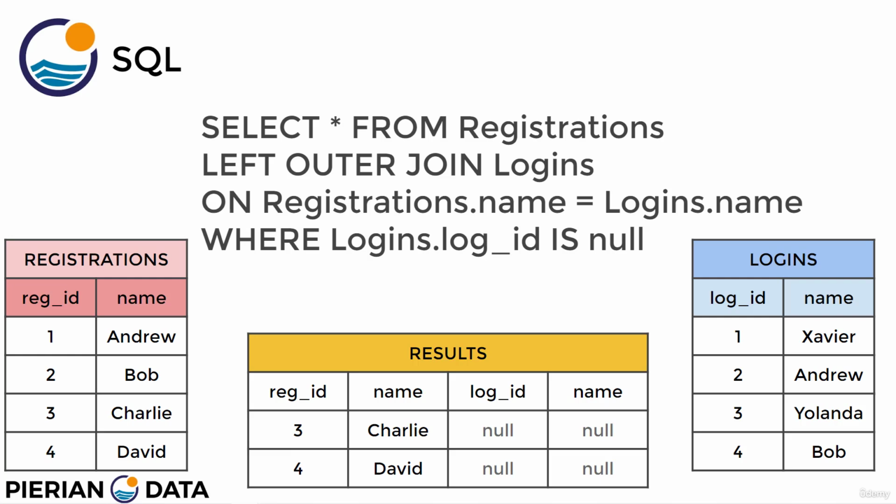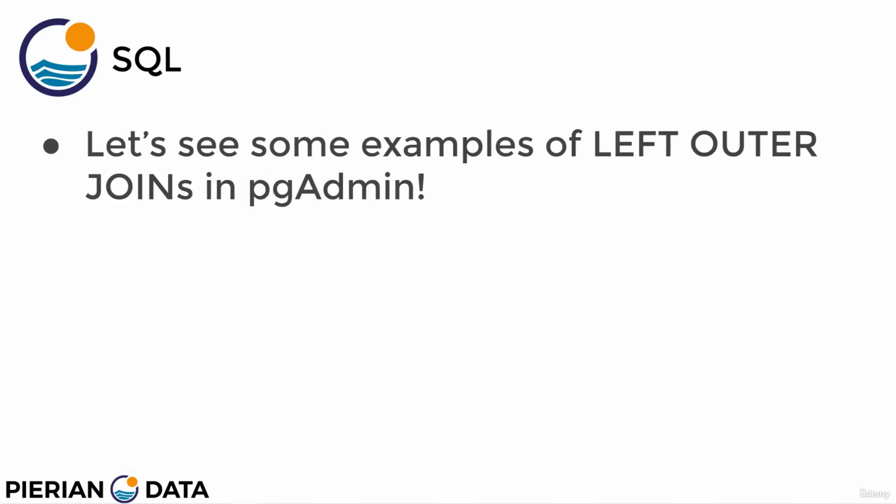So definitely take your time with these and feel free to watch this video a couple more times. Sometimes it takes students just a couple of times of watching this video to truly get the understanding of a left outer join. This is the most complicated join because it is a non-symmetrical join. So let's see some examples of a left outer join in pgAdmin.